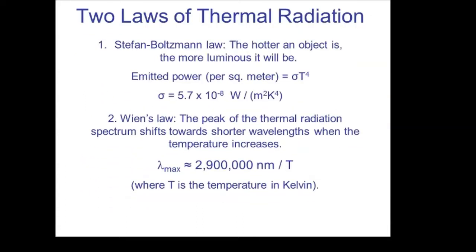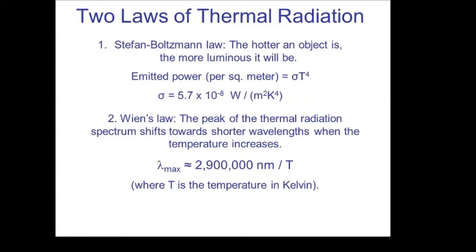All right, the other law is called Wien's law. What it says is that the peak of the thermal radiation curve will shift towards shorter wavelengths as the temperature goes up. And there's an equation, and the equation is lambda max, which is the wavelength of peak intensity, is approximately 2.9 million nanometers divided by temperature.